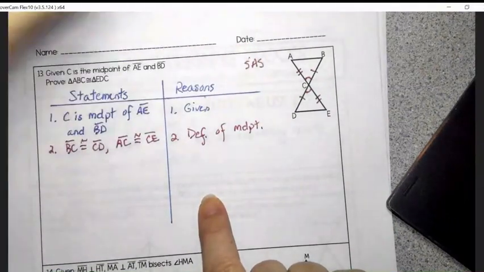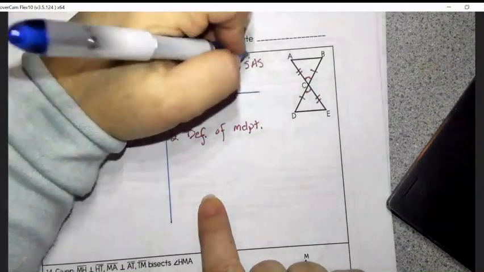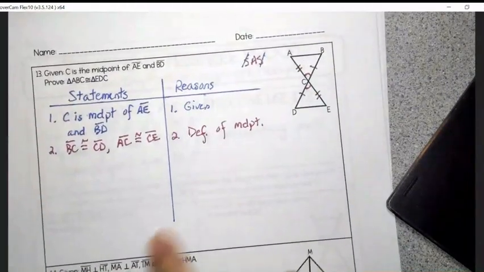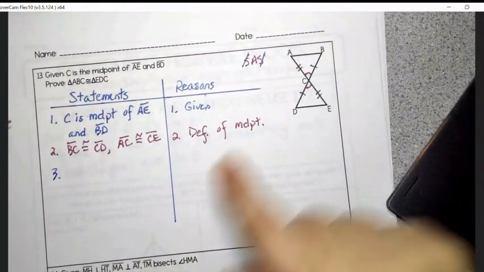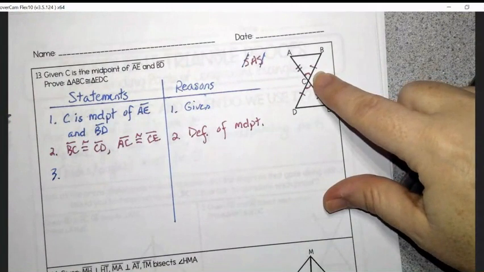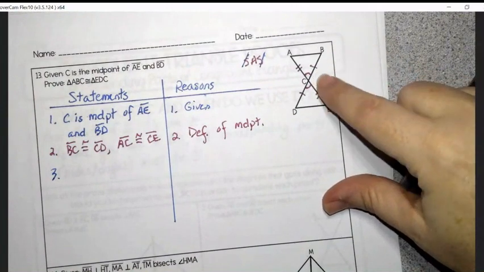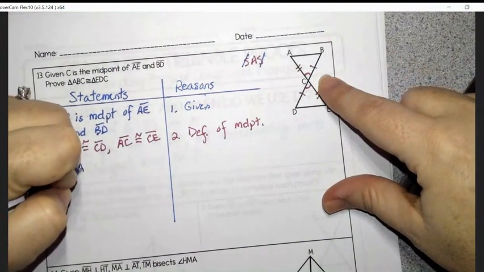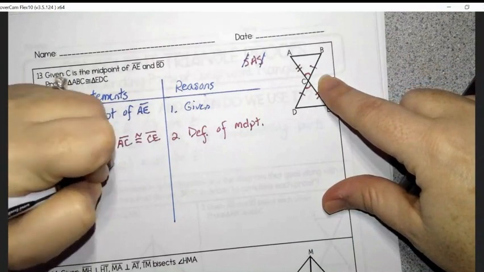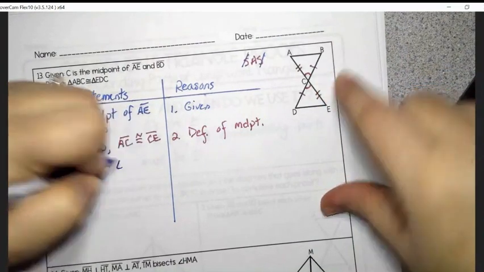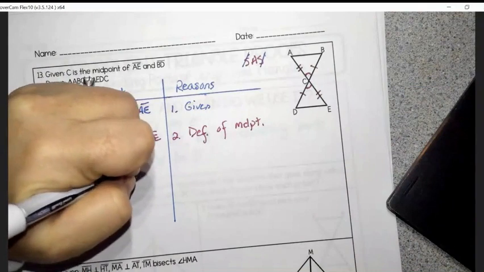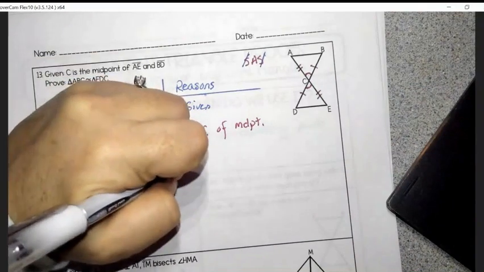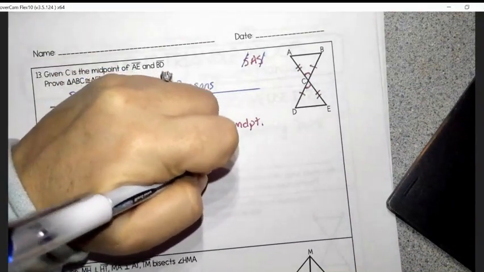Okay, now we can mark off two of the S's. Then for step 3, I'm going to get to the angle. We can't call it angle C. There's too many angle C's in the picture. So we're going to put angle ACB is congruent to angle DCE because the vertical angles are congruent.